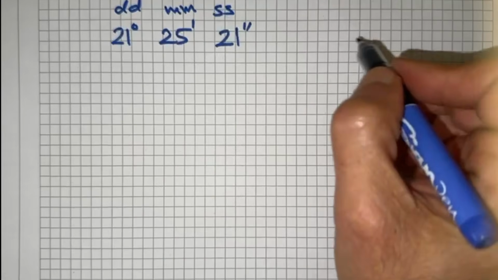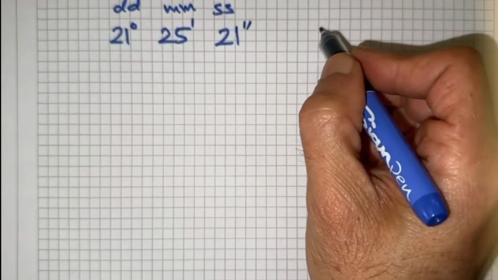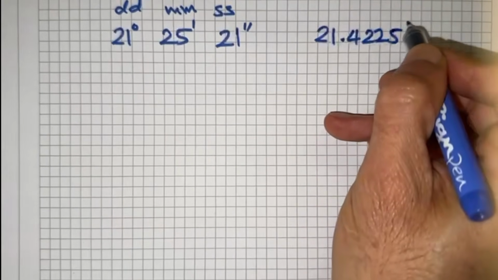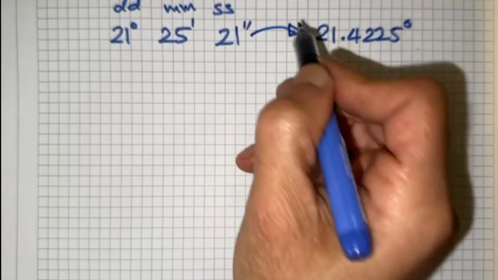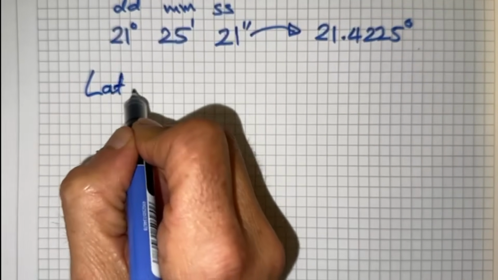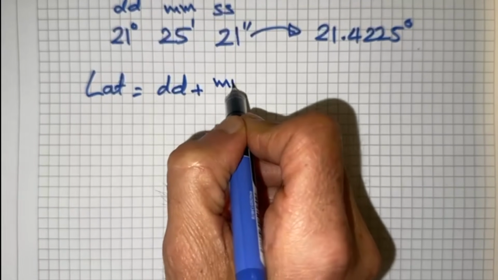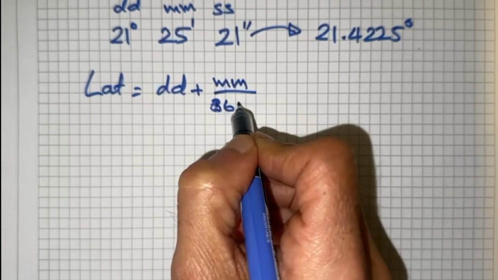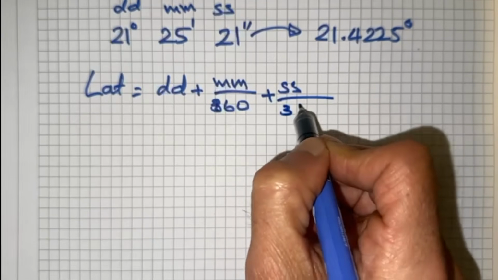But in astronomical calculations, we need one number to represent the degree and fraction of a degree. And Mecca latitude in this format is 21.4225 degrees. But how do we convert between the two? To convert from this to this, we'll say latitude equals degrees plus minutes over 60 plus seconds over 3600. Because a minute is 1/60th of a degree and a second is 1 over 3600 of a degree.